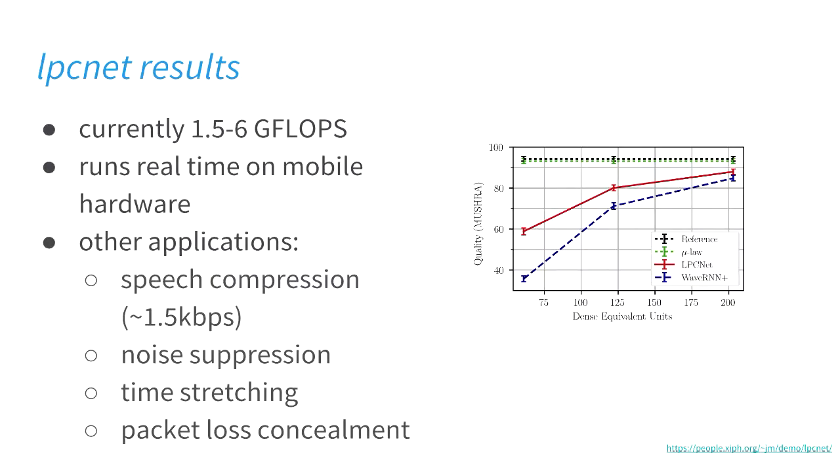Currently, this network is working really well. It only takes about 1.5 to 6 gigaflops, which actually means we can run it in real time on mobile hardware. You can see on the right, this is a quality graph that basically shows the size of that network, like how many units, how many of those little circles it has, and what quality you get with that. Red is LPCNet, the blue dashed line is WaveNet, and higher is better.